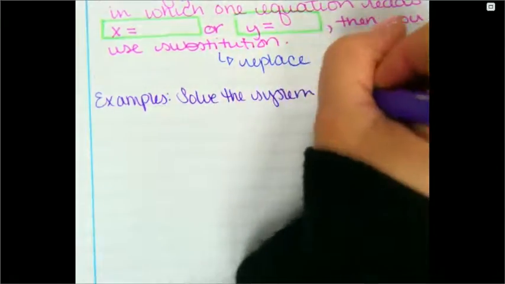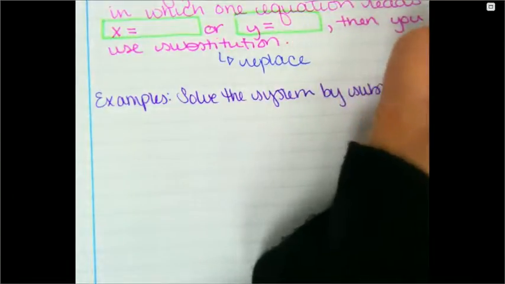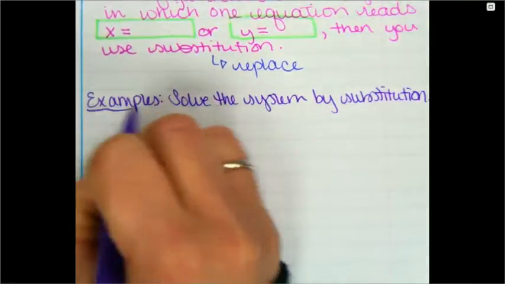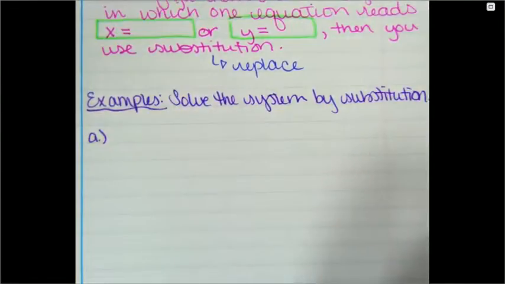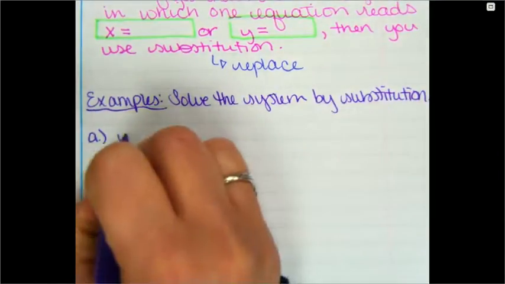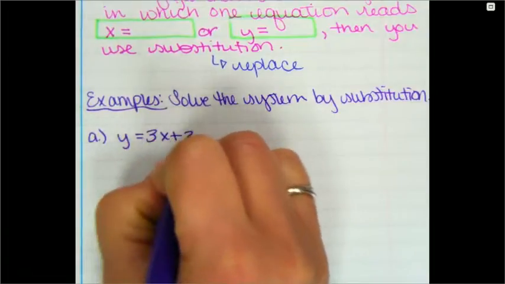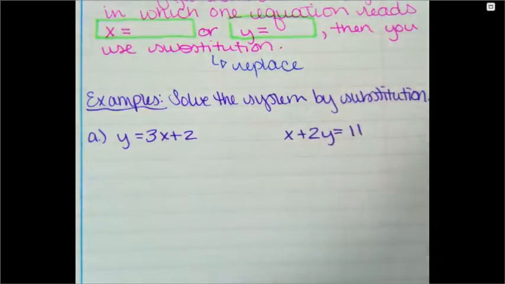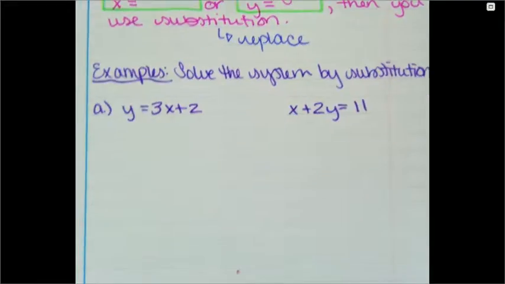Solve the system by substitution. First example. Now I'm going to write them separate. Normally they will be stacked on top of each other, okay? I'm going to separate them so they're next to each other instead, so it makes it easier for us to solve. So we're going to have y equals 3x plus 2, and we're going to have x plus 2y equals 11. Good so far? So y equals 3x plus 2, and x plus 2y equals 11.